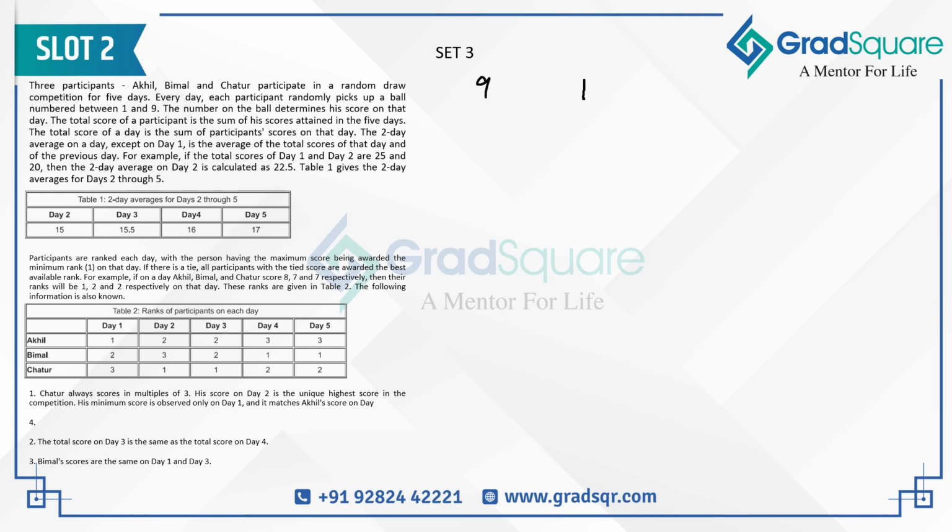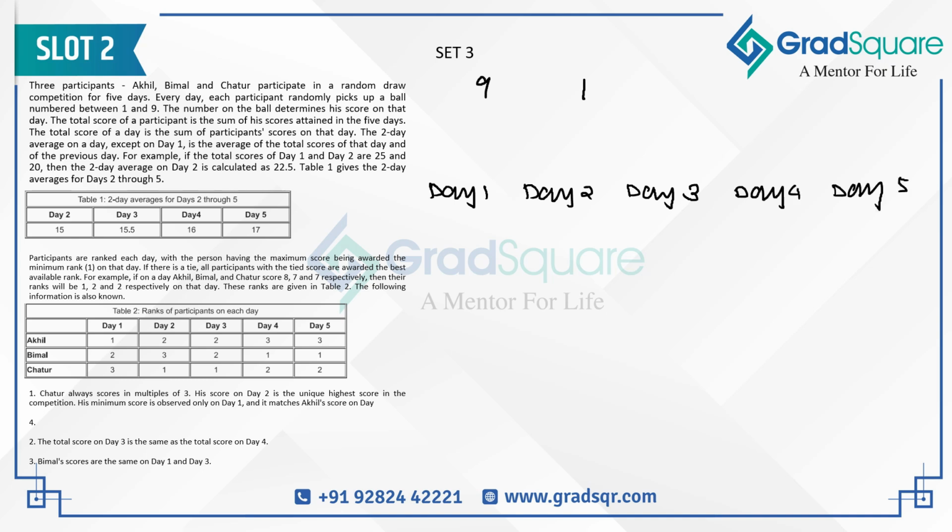The following information is also known. Chatur always scores in multiples of 3. His score on day 2 is the unique highest score in the competition. His minimum score is observed only on day 1, and it matches Akhil's score on day 4. The total score on day 3 is the same as the total score on day 4. Bimal's scores are the same on day 1 and day 3. So what we know is that table 1 gives the 2-day average, so we have days from day 1, day 2, day 3 all the way up to day 5.